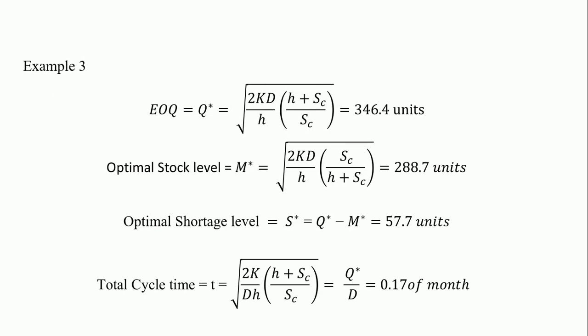You apply the formula straightforwardly, inputting those parameters into the formula of EOQ, and you get 346.4 units. For the optimal stock level, you get 288.7 units. And for the optimal shortage level, which is the difference between these two values, Q star minus M star, you have 57.7 units. And lastly, you can use a simpler formula, which is Q star over D, which equals 0.17.